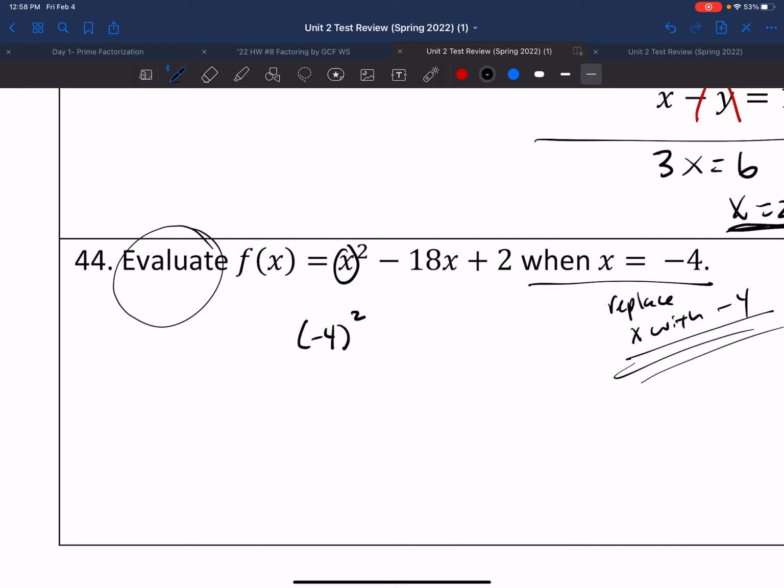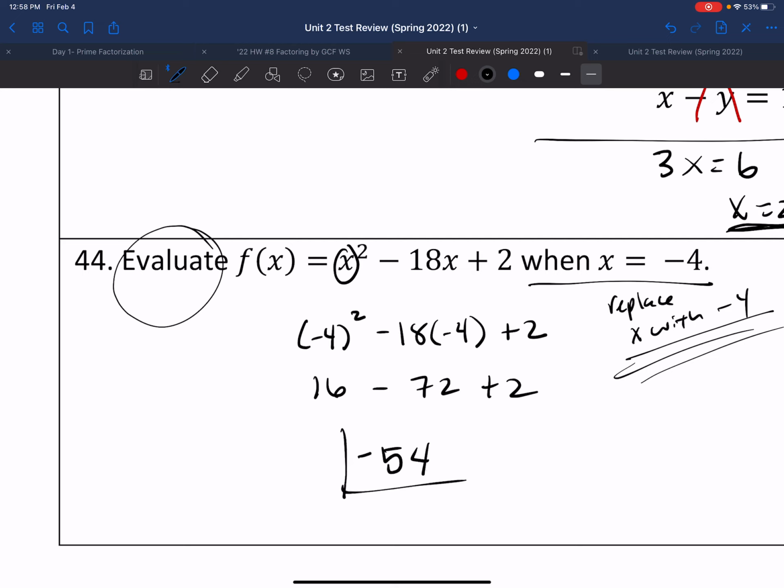Remember those parentheses, because -4 squared is not -16. If you put it in your calculator with those parentheses, it's going to give you 16 minus 18 times -4 and then plus 2. -4 quantity squared, that's going to be 16 minus, okay, what's 18 times 4? -18 times -4, right? That is going to be 72. And then I put plus 2, and then I'm going to go ahead and add everything. 16 minus 72 plus 2, that's just -54. This is my answer, and I am done with this review.